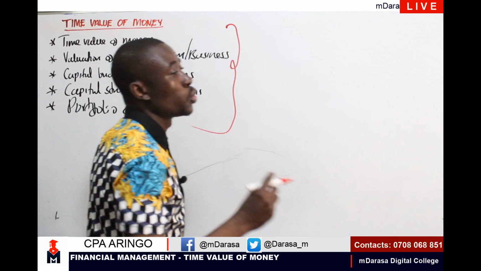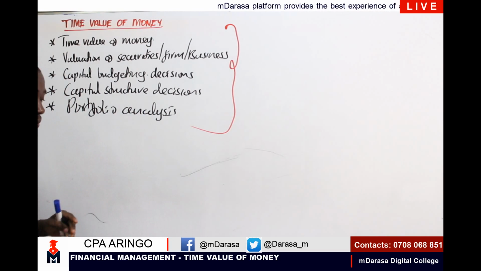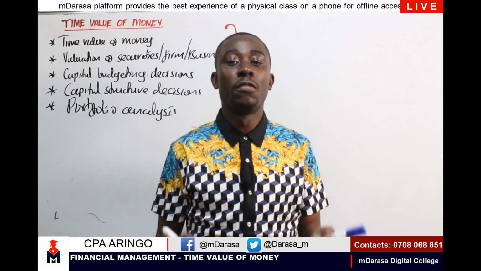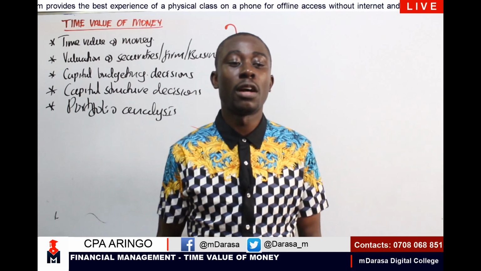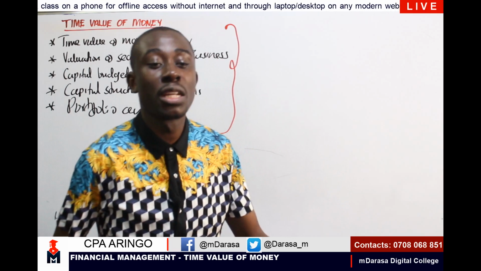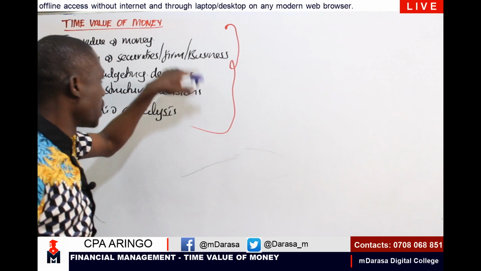Clearly, mark my words, we are saying you must be very good at these areas. To make you understand the whole concept clearly, we start with the backbone of financial management, which is the time value of money. That is what Mwalimu wants to start with in our class today. I've given you everything that you need to know. For you to pass financial management, you must be very good in the areas that Mwalimu has listed here.